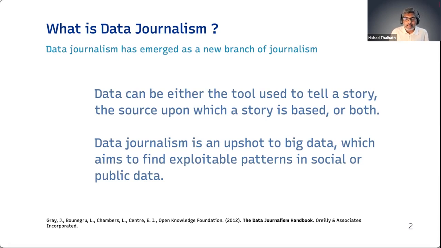And data journalism is an upshot of big data, which aims to find exploitable patterns in social or public data. And the moment you think about social and public data, it opens a lot of different scopes. For example, now we have big knowledge graphs like Wikidata, and we have geospatial information that comes from OpenStreetMap and a lot of other social informatics data. So data journalism has the biggest future and possibility when it tries to connect its effort to linked open data and other public or open knowledge graphs.